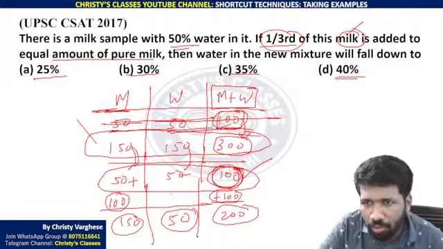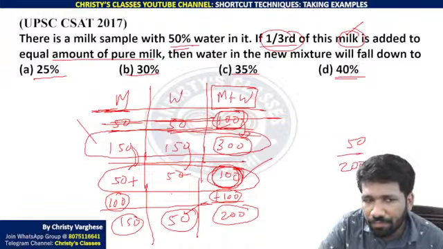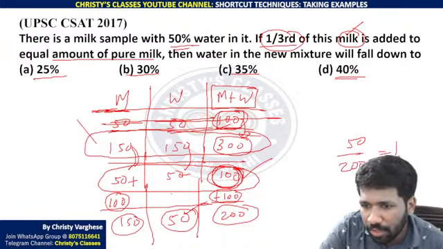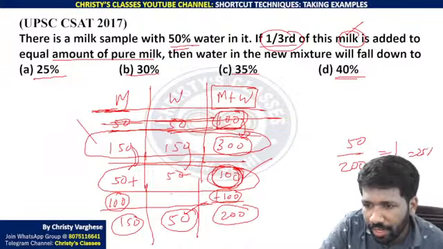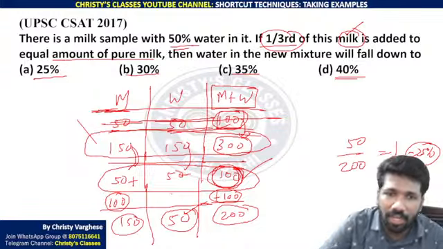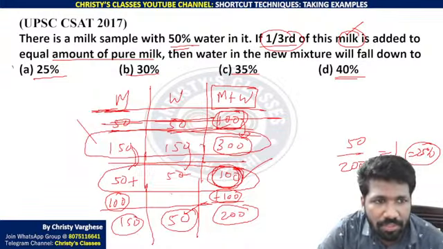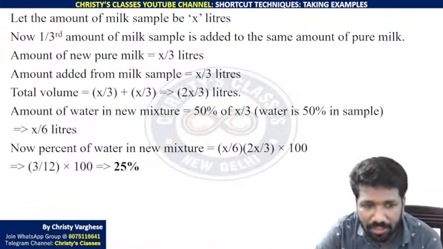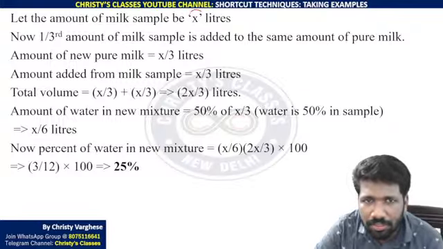Then water in the new mixture will be 50 out of 200. 50 out of 200 is 1 out of 4. 1 out of 4, again I have already shown you 1 by 2 to 1 by 10, if you know. 1 by 4 is clearly 25%. So 25% is the answer. It's a very good question. Mathematically, if you want to do this, this is the mathematical way.